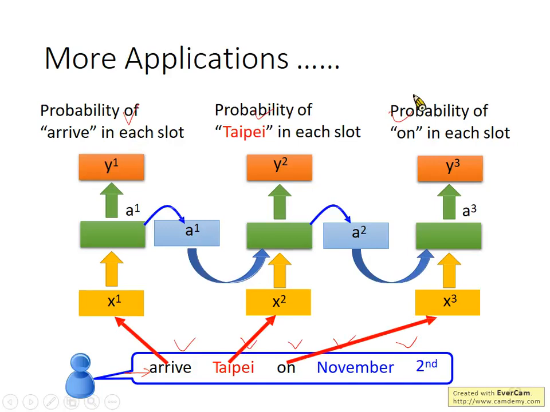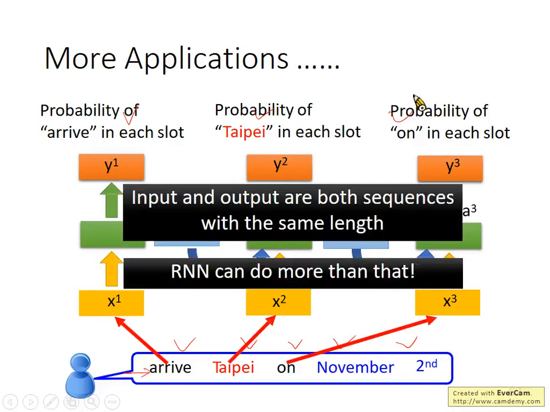And this is what RNN can do. However, in this application, input and output are both sequences with the same length, but the RNN can do more than that. RNN is actually very general and can be used in many applications and problems that involve temporal evolution and memory.